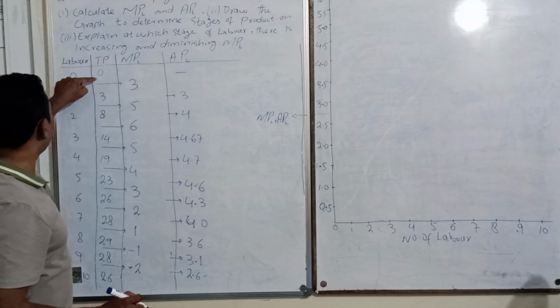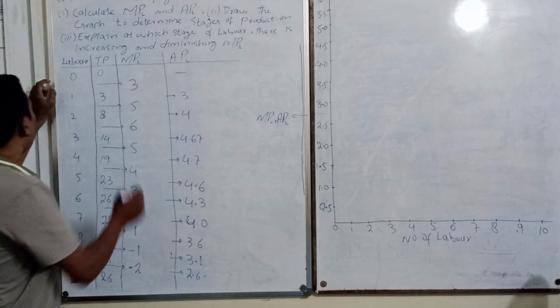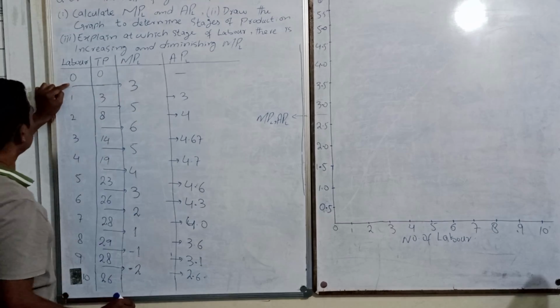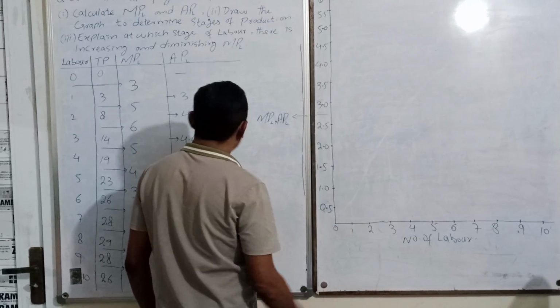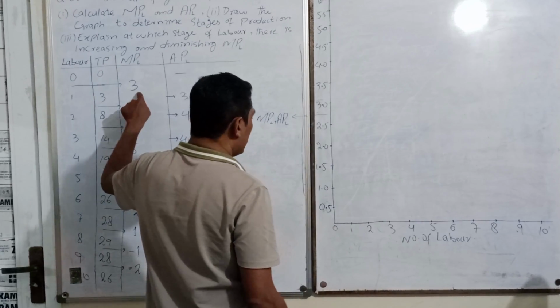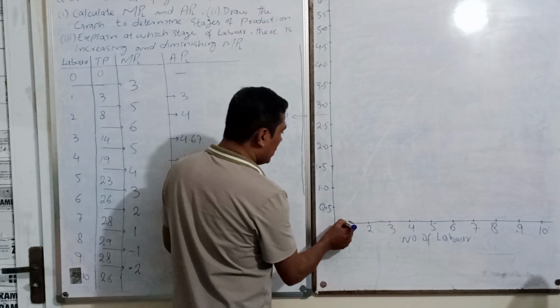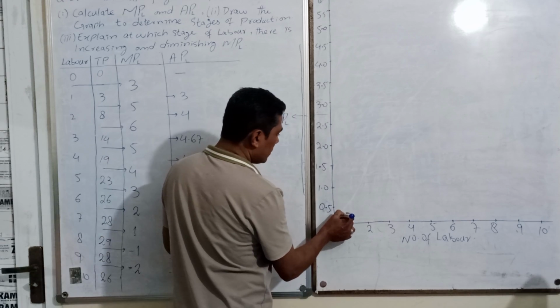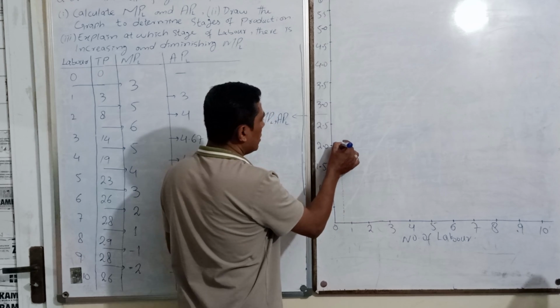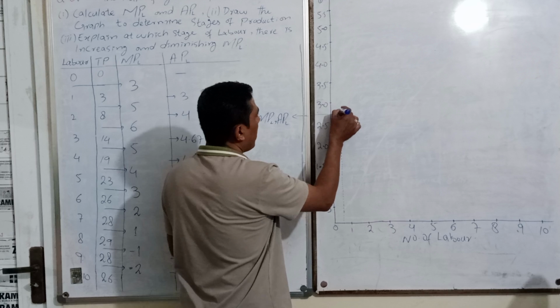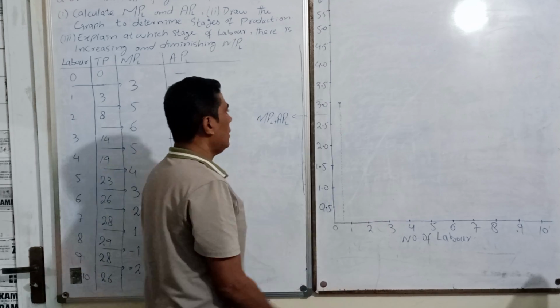MPL lies between 0 and 1. Clear? So what is the value between 0 and 1? The value is 3. Clear?